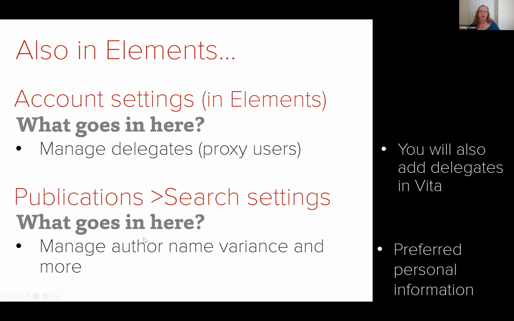You can also manage publication search settings and the way your author name appears in publications. For example, I might have out there in the universe a Deborah K. Lewis, I might have a Lewis, DK. So there's several different variations of my name that may have been used for different publications. So this is where you're going to manage that information too, under publications and search settings.